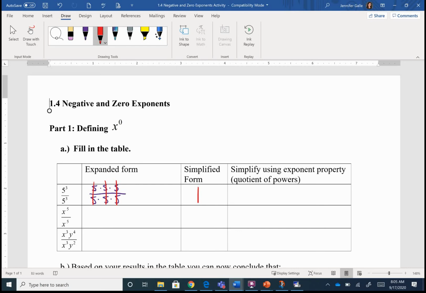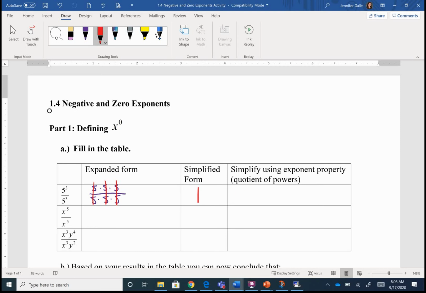Now that third column says simplify using our exponent property. We just quizzed on this yesterday. We reviewed it the last couple days. What do I do with the exponents when I'm dividing? Do I add, do I subtract, or do I multiply? Where could we look if we're not sure? Oh, there we go, we've got one graphic organizer out. What do we do with them, Sam? You subtract your exponents.